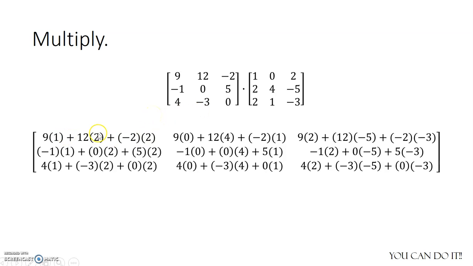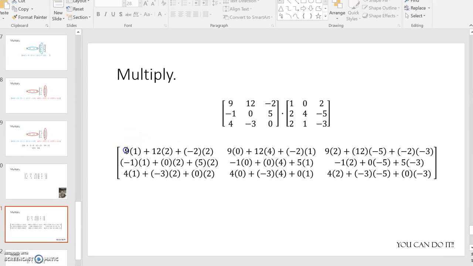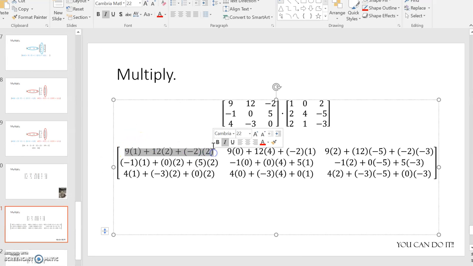Say that I want to come up with the numbers that would be here. This is the first row and the first column. So then I'm multiplying my numbers in the first row, the 9, the 12, and the -2, and the first column, which would be 1, 2, and 2. So 9 times 1, 12 times 2, -2 times 2. Say that I want to go to these next. That's the first row and the second column. So then I'm multiplying the 9, the 12, and the -2 with the 0, 4, and 1.